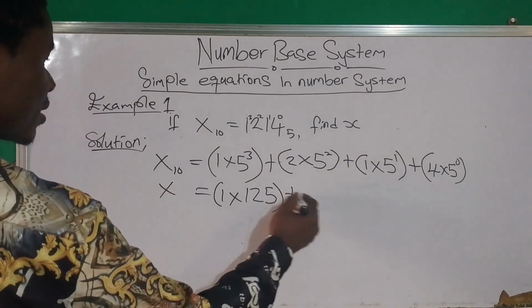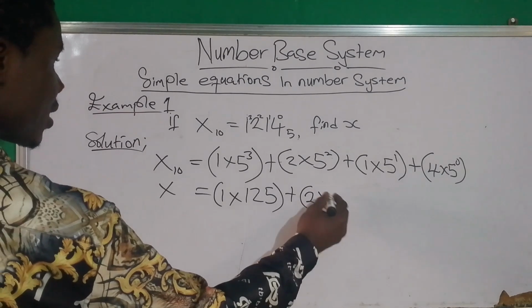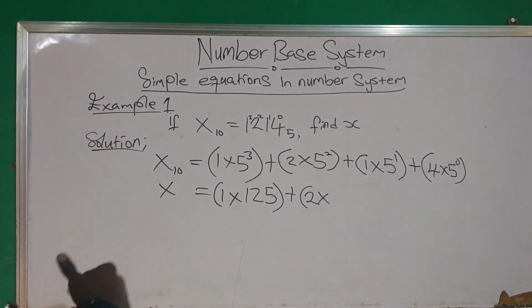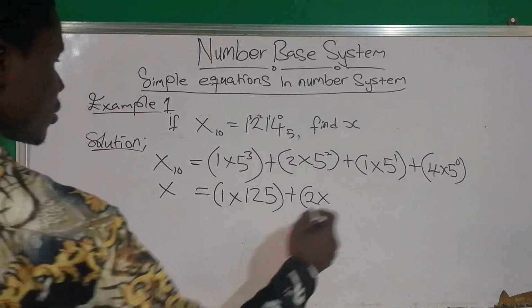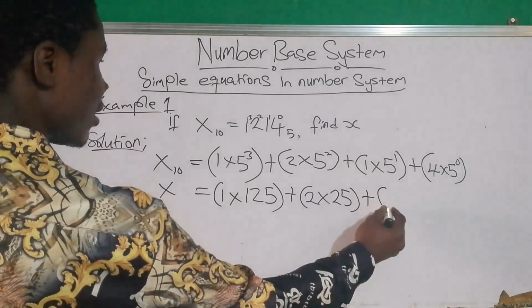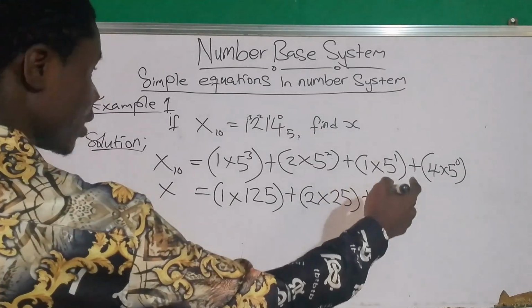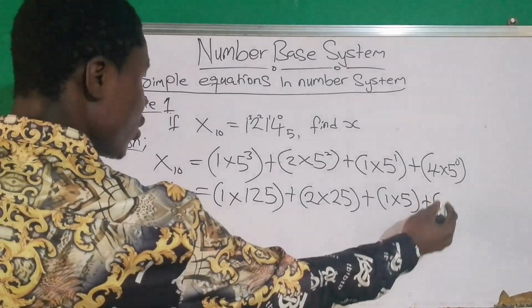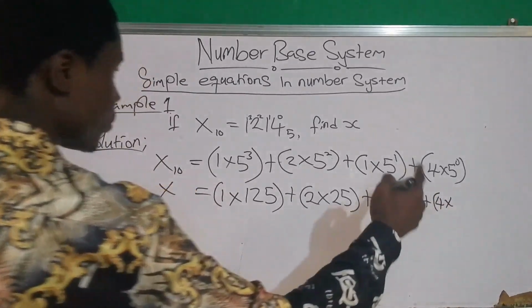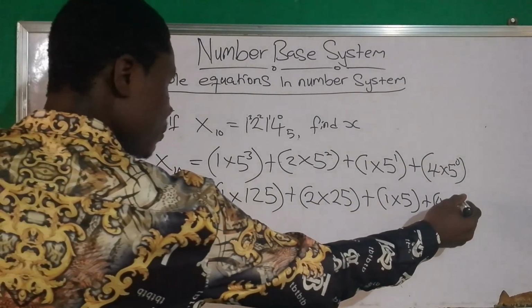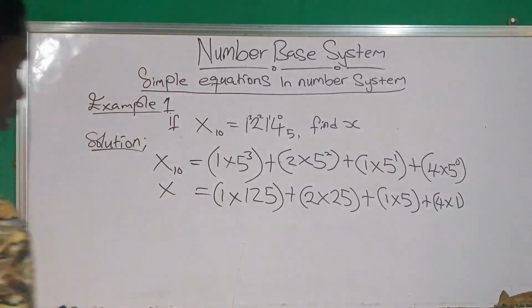Same thing happens here. We have 2 times 5 raised to the power 2. Again, it's not 5 times 2, rather it's 5 times 5, which is 25. The next thing we have is 1 times 5 raised to the power 1. 5 raised to the power 1 is 5. And lastly we have 4 times 5 raised to the power 0. Remember, from the law of indices, anything raised to the power 0 is 1. So we have 1 there.